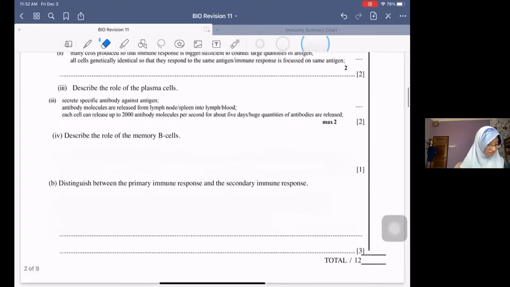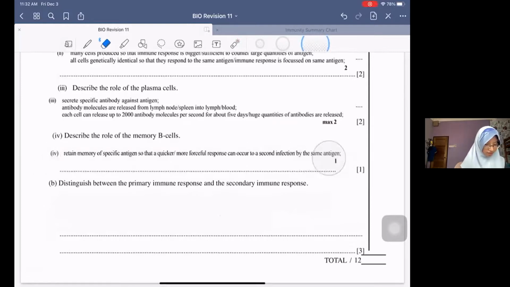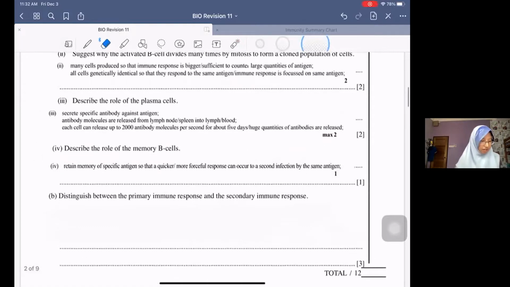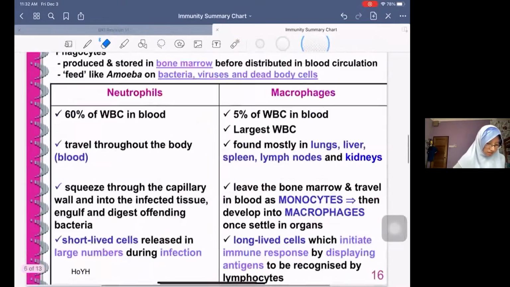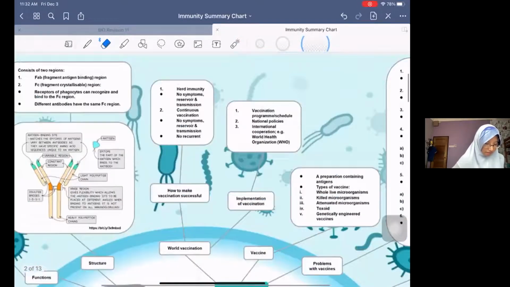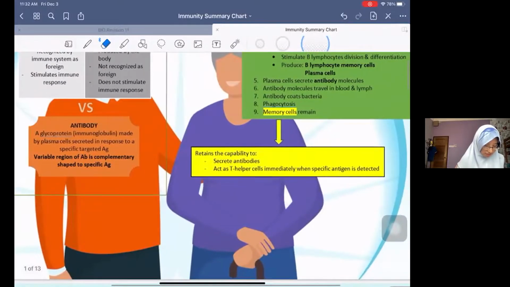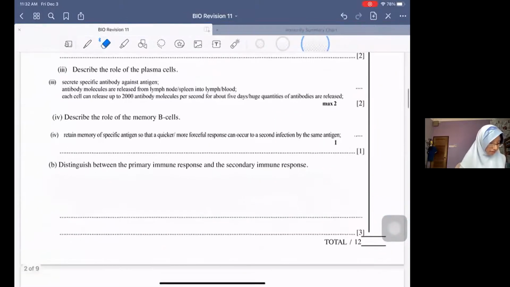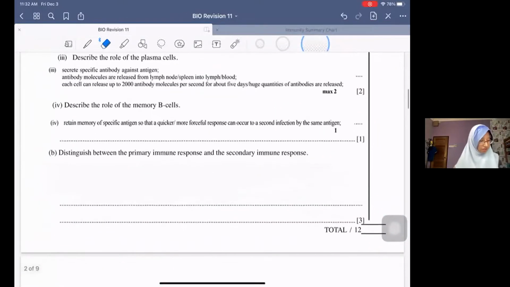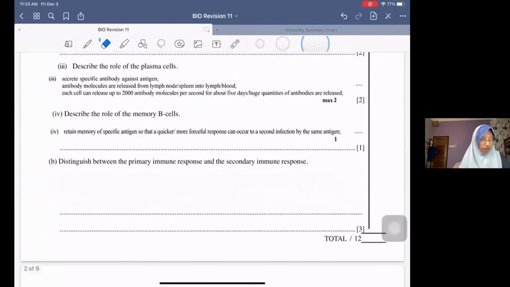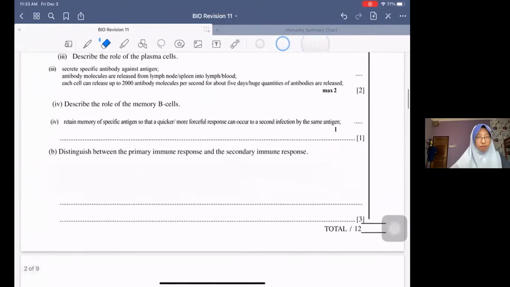So describe the role of B memory cells. 1 mark only. So I see helper cells here. They just retain the memory, because they have the memory of destroying the bacteria, so that there is a quicker, more forceful response, so that they respond quicker because they remember.